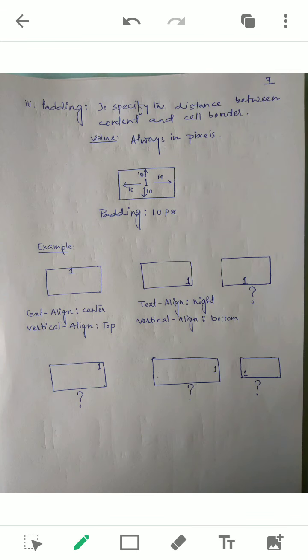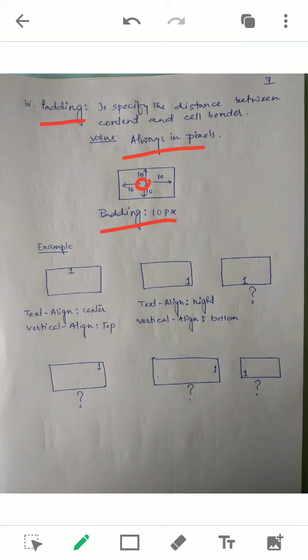Another property we have to know is padding. We use the padding property when we want some space between the content of a cell and the cell border. Remember, the content and the cell border. Here is the content of the cell, and this is the distance: 10 pixel, 10 pixel, 10 pixel. If you write padding 10 pixel, the distance from the content inside the cell to the outer border of the cell is called padding. The values must always be written in pixels, like 10 pixel, 20 pixel.